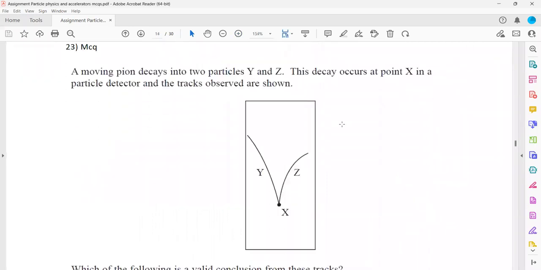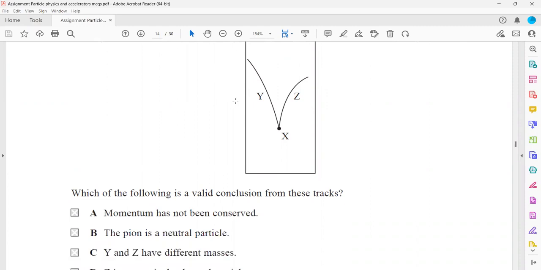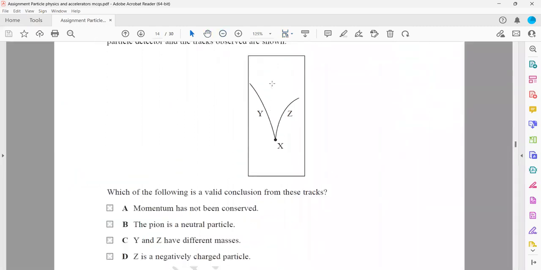In question 23, a moving pion decays into two particles y and z. The decay occurs at point x. In a particle detector, a track is observed as shown. Which of the following is a valid conclusion from these tracks? Again, you can see that there was no track till this point.